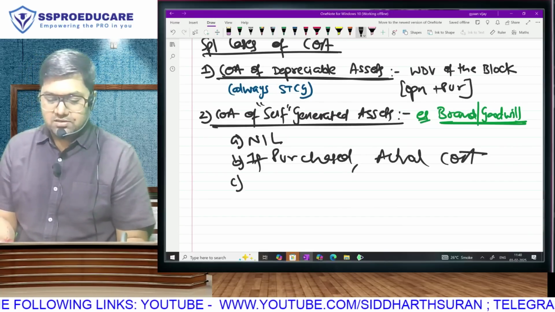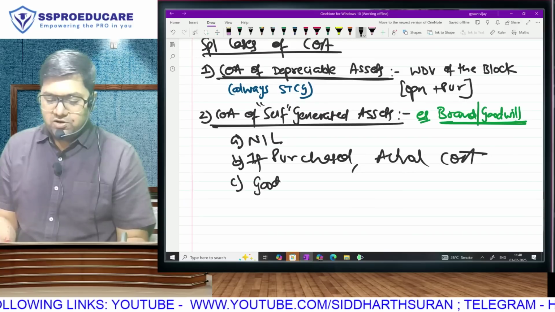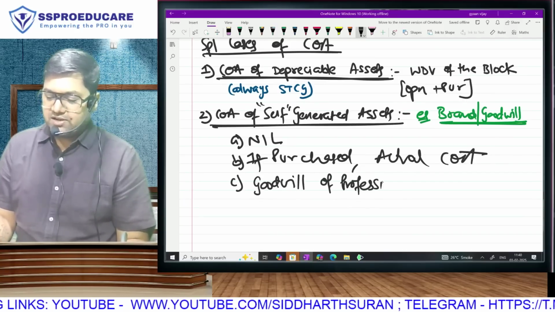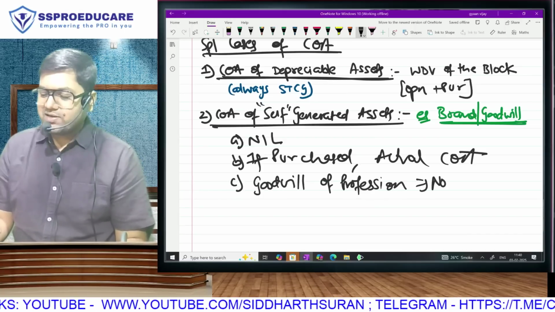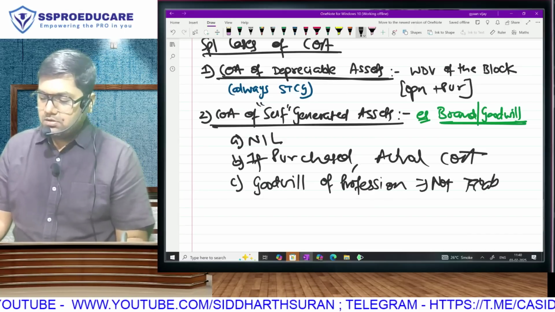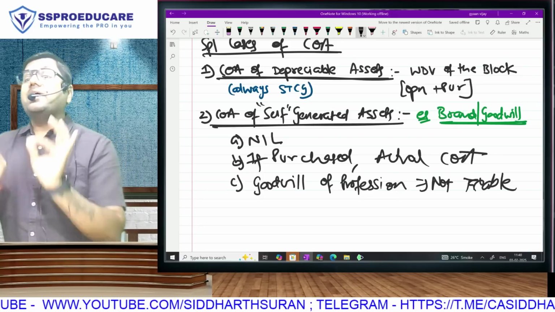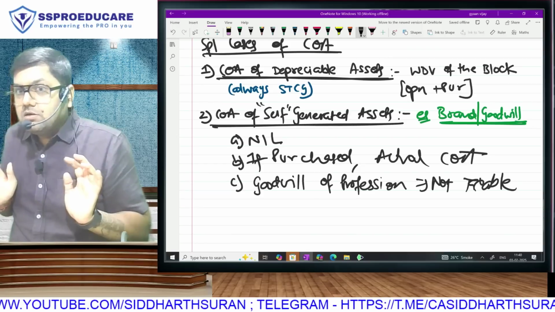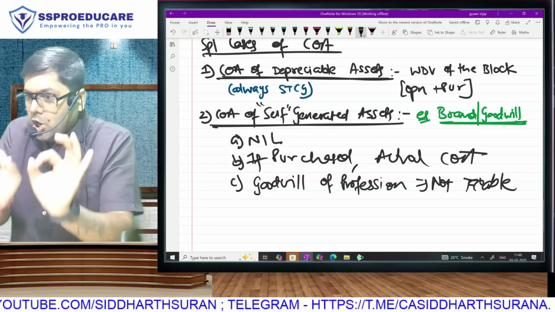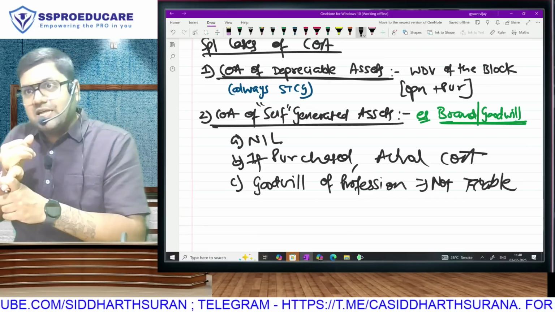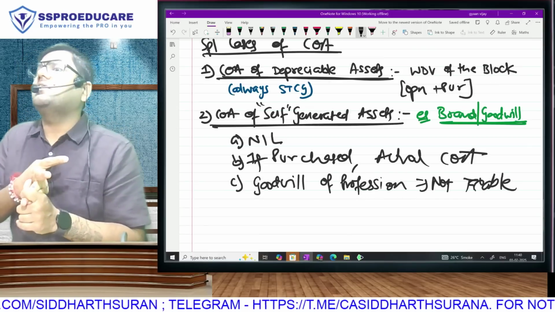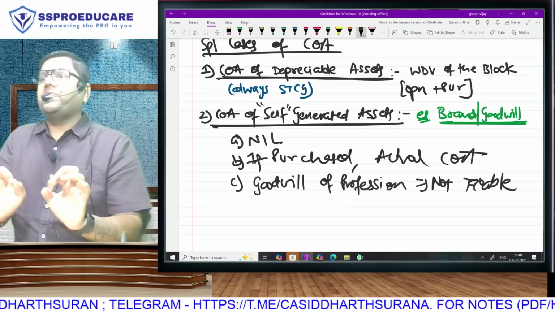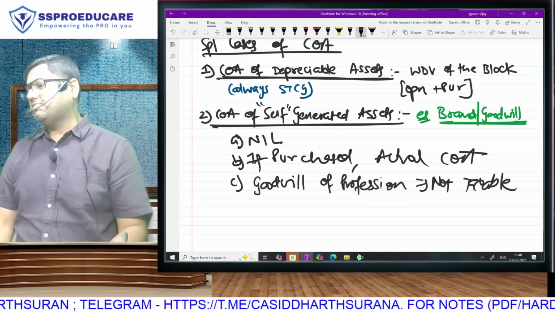And one clarification: if it is goodwill of a profession, like sale of a CA firm, that is not taxable. Seller can sell a business or profession and will get money for both goodwills. That is his sale consideration. Cost of acquisition, if purchased, then actual cost, and if self-generated, then zero. But there will be some profit in both. In profession, it won't be taxable. Only in business, it will be taxable.